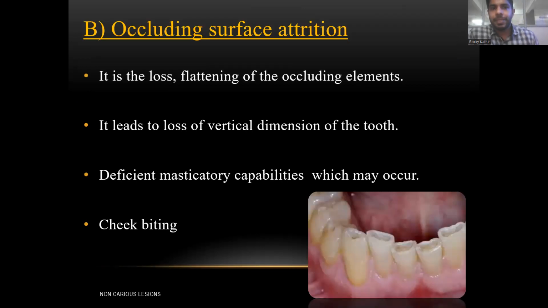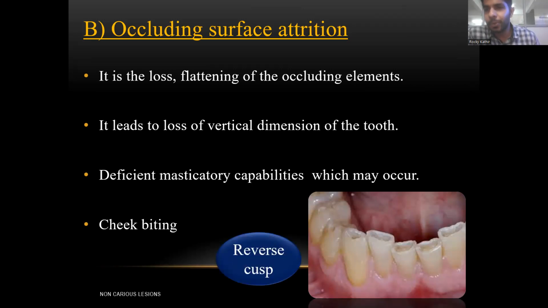In occluding surface attrition, there is loss and flattening of the occluding elements, which leads to loss of vertical dimension of the tooth. There is deficient masticatory capability and cheek biting. In advanced cases, reverse cusps may be present, which will replace the occlusal contact and the inclined planes.